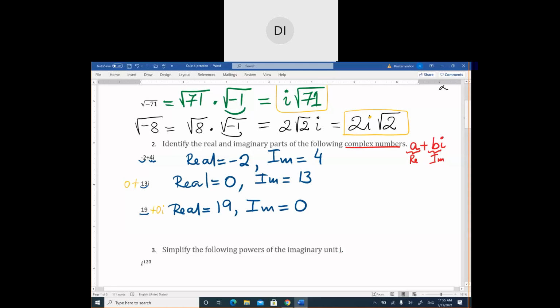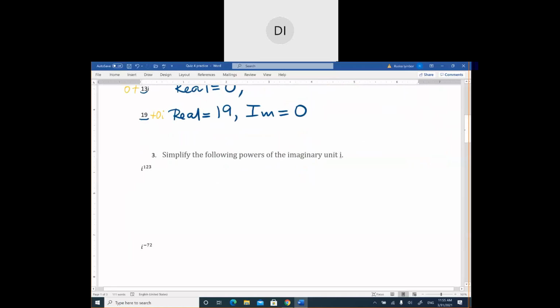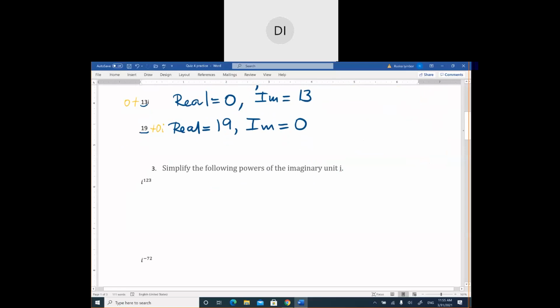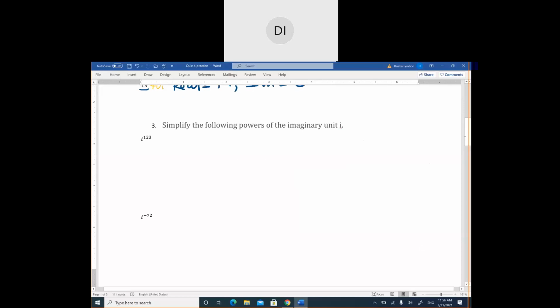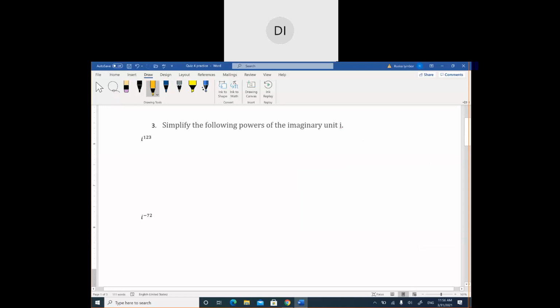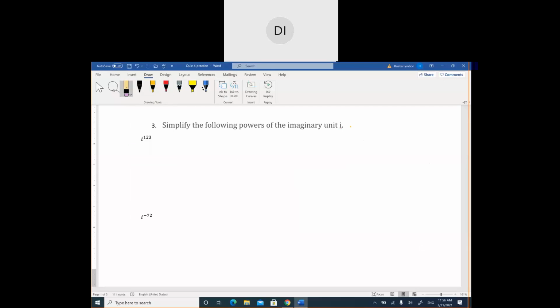Any questions? Okay, then we're going to number 3. We have 2 examples here. In number 3, we have to simplify the power of i. If you remember, we talked about the power of i last time.